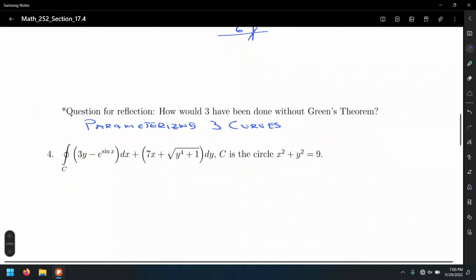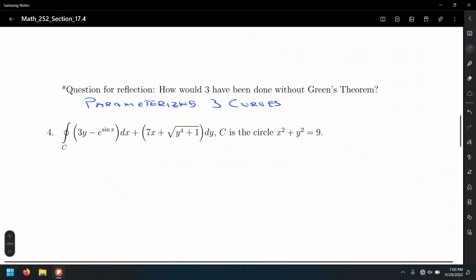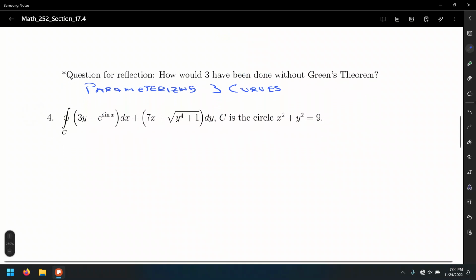Let's look at another example: the closed integral of (3y minus e to the sine x) dx plus (7x plus the square root of y to the 4 plus 1) dy, where C is a circle, x squared plus y squared equals 9, that is a circle of radius 3. And yes, the integral looks scary, I know. Even if you try to integrate each term, I don't think there's a way, but you'll see what's going to happen.